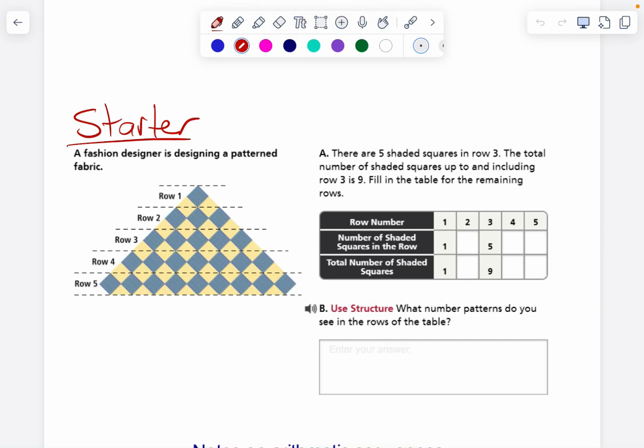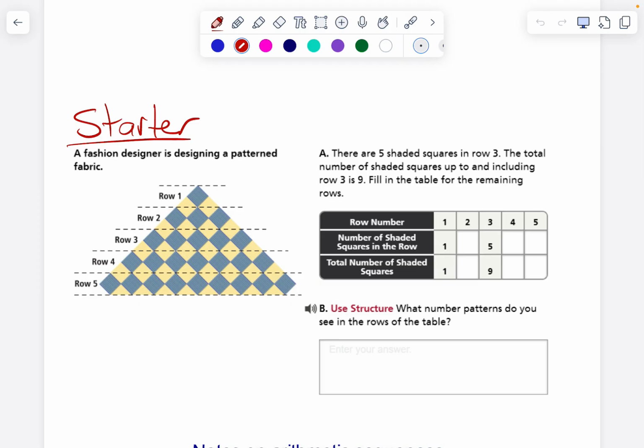So we're looking at this patterned fabric and trying to figure out the number of shaded squares and total shaded squares as we go down the rows. It says there are 5 shaded squares in row 3. The total of the shaded squares up to and including row 3 is 9. Remember, rows are sideways, by the way.